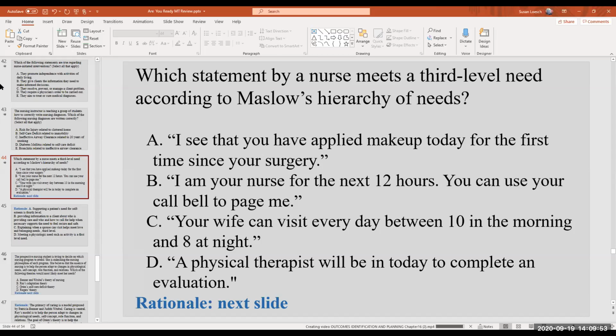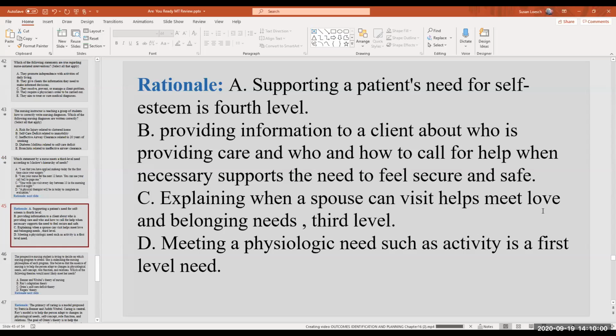Wife can visit. Yes. See? All right, so supporting a patient's need for self-esteem is the fourth level.